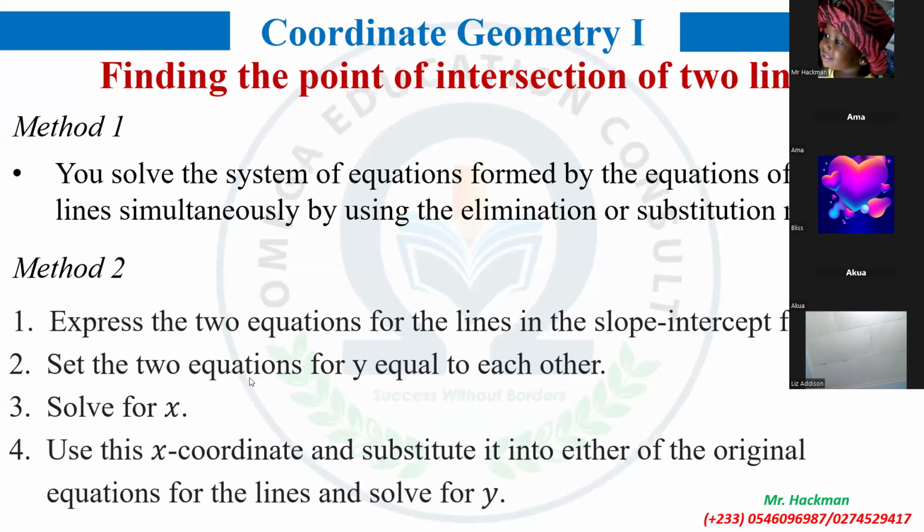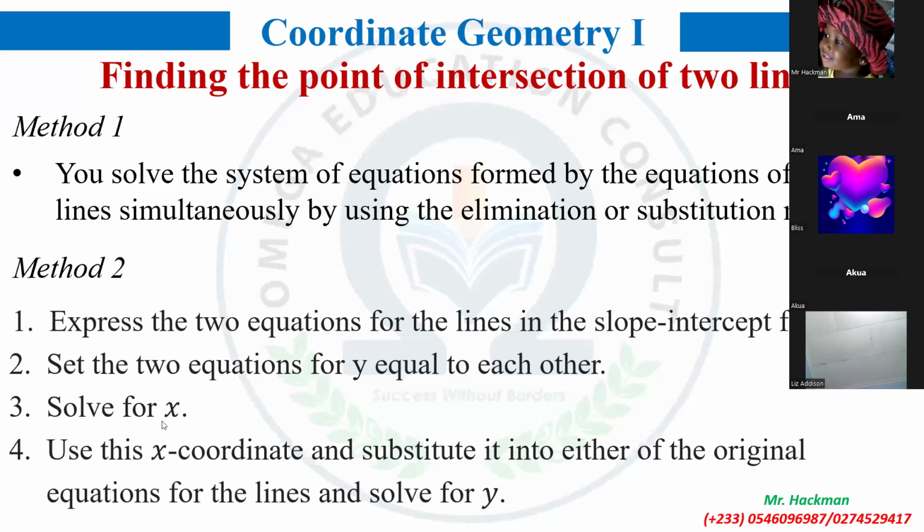But this is what you do next. Step two, set the two equations for y equal to each other. So your two equations, if you write them in the slope-intercept form, all of them will be y is equal to. You get the point? Because you make y the subject whilst you are writing it in the slope-intercept form. Now, what you do is equate these two y's. It's like if a is equal to b and a is equal to c, then it means b is equal to c. That's the concept that we are going to use here.